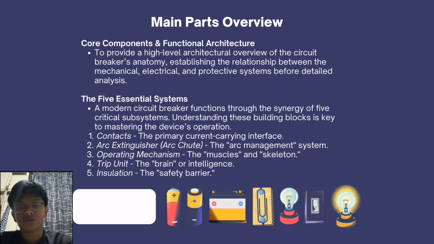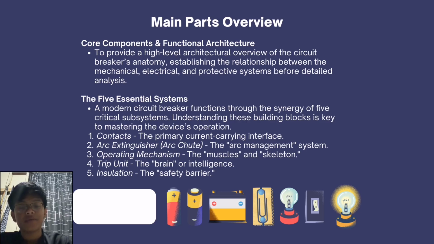Number 2. Arc extinguisher. The arc management system. Located just above the contacts, when the contacts spark during a fault, an arc forms. This assembly splits, cools, and elongates the arc until it is safely extinguished at the natural current zero.